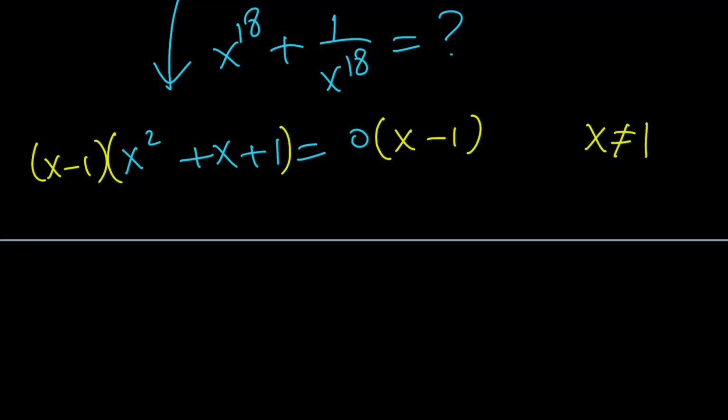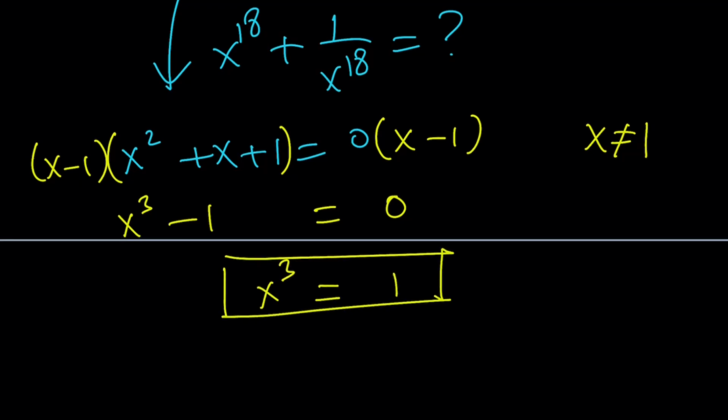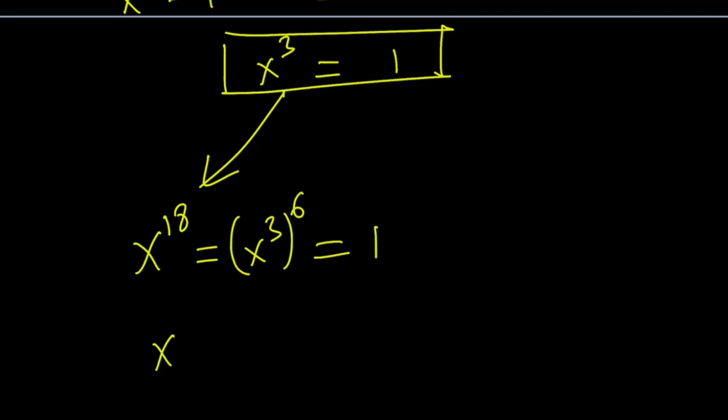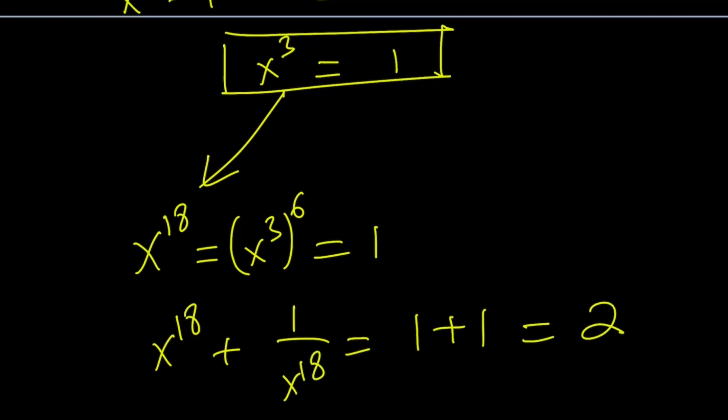So now I get a difference of 2 cubes from the left hand side, which is awesome, and this gives you the awesomest result you could ever get. x cubed equals 1. Isn't that cool? And from here I need x to the power 18, which is x to the power 3 to the power 6, which is 1. So x to the power 18 plus 1 over x to the power 18 is 1 plus 1, just like the complex version, and that is equal to 2.